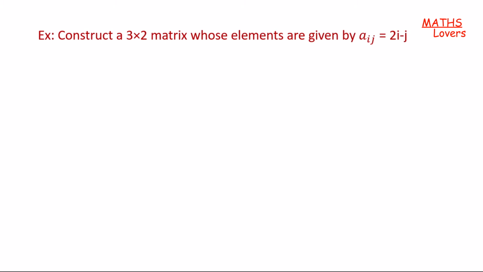Construct a 3 by 2 matrix whose elements are given by Aij equal to 2i minus j. So we know that generally we represent a matrix by A equal to Aij m cross n. M cross n is the order of the matrix. So here Aij is our 2i minus j and the order is 3 cross 2. So first let's write a general 3 by 2 order matrix.